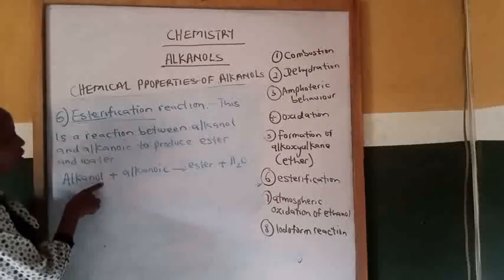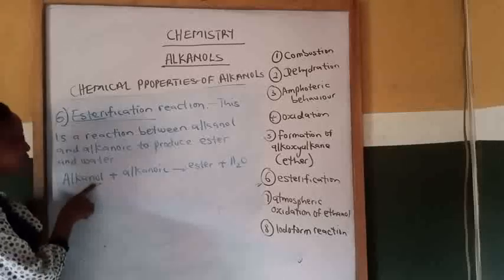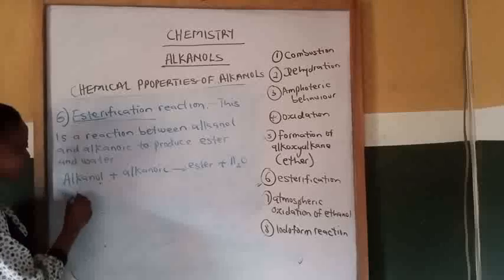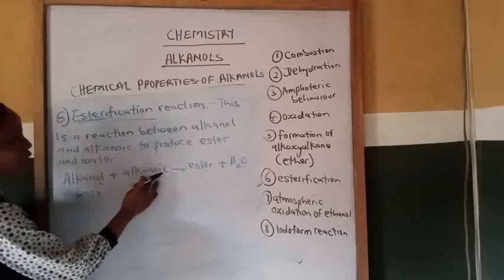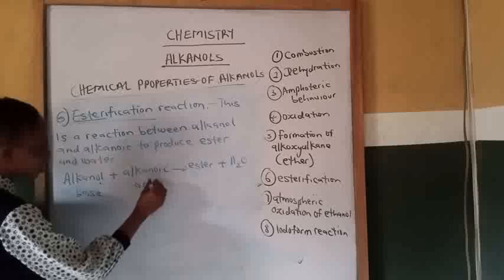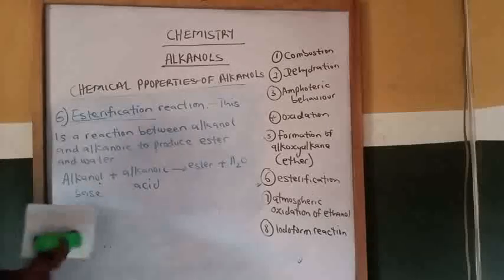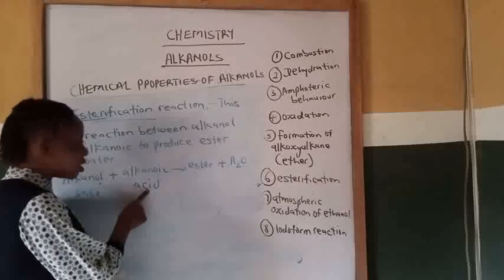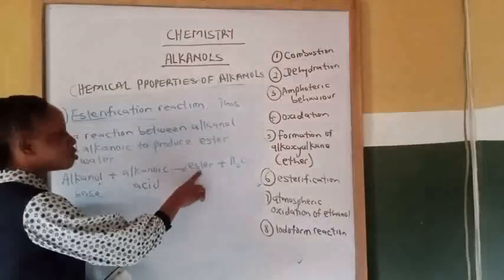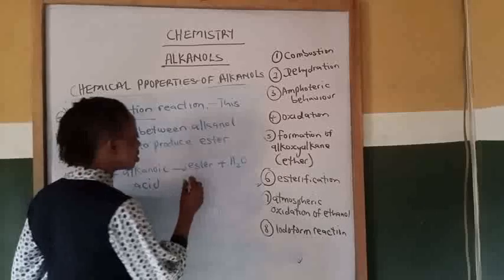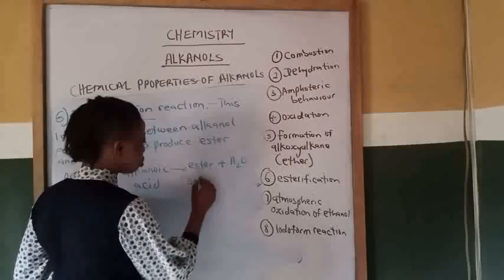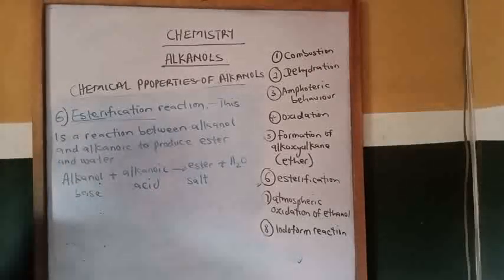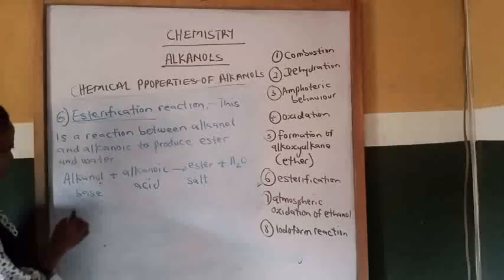Alkanol is an organic base, while alkanoic is an organic acid. When a base reacts with an acid, automatically our products will be salt and water. So ester is an organic salt. So let's take a chemical reaction.